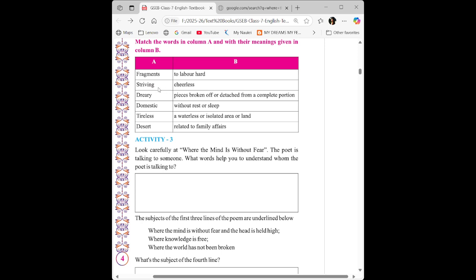Striving. To strive means to labor hard. Dreary. Here, dreary is cheerless. Domestic. Domestic means related to family affairs. Tireless, without rest or sleep. And desert. Desert is a waterless or isolated area or land.